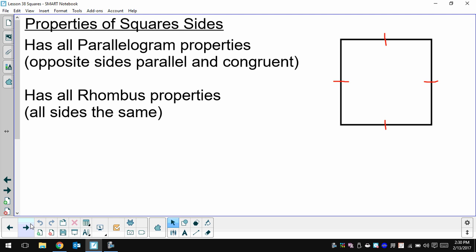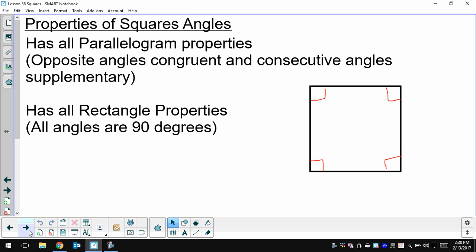So there's nothing really new to add about the sides. It has all the same properties as a parallelogram and a rhombus. Nothing new to add about the angles either. It's going to have all the angles be 90, just like a rectangle.